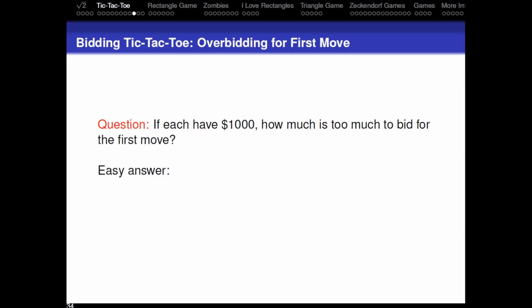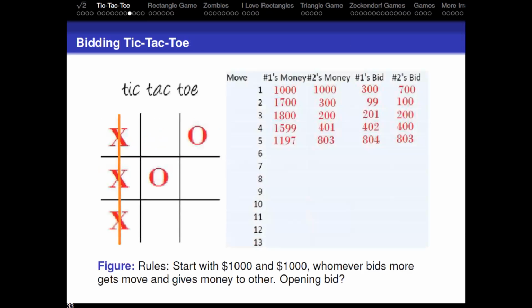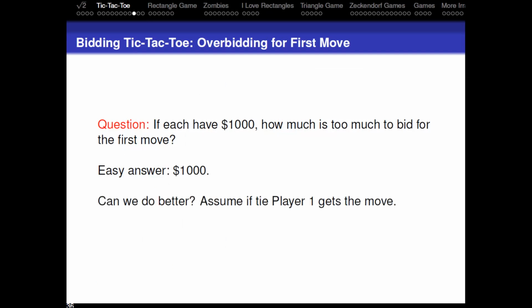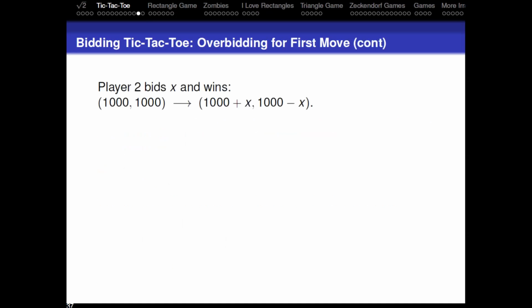900. Yeah, we know over here that when player 1 had $1,800, they were able to get the next 3 moves. So anything 800 or more is clearly too much. $1,000 is clearly too much, because if you bet $1,000, you'll have nothing left. So the question is, what's the best we can do?